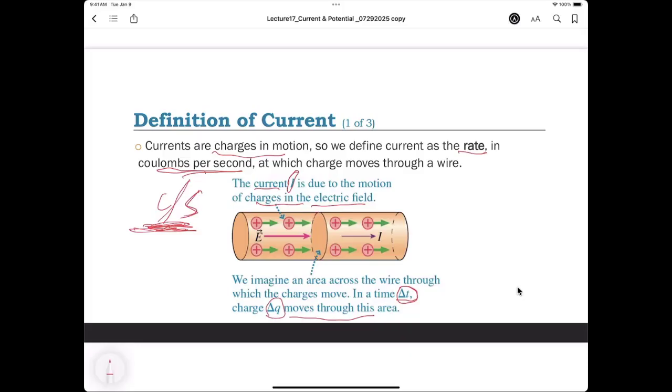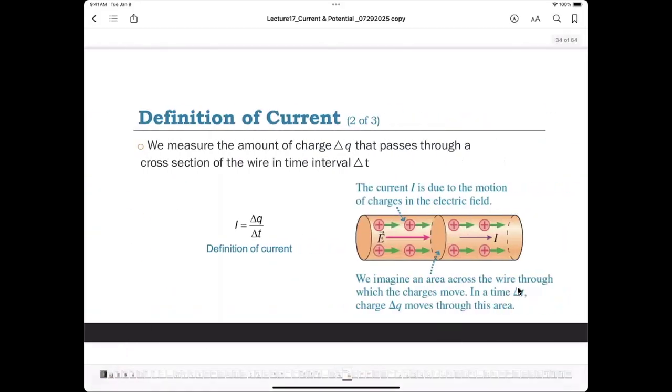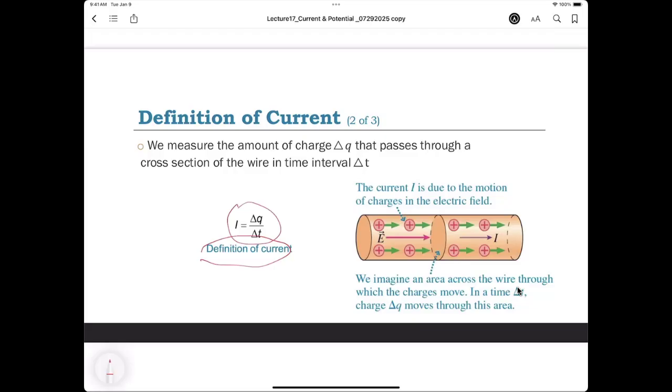Imagine there is an area across the wire, and in the time delta t, charge q moves through this area. We measure the amount of charge delta q that passes through a cross section of wire in time interval delta t. Then the definition of the current uses this equation: the current equals how much charge goes through in a short time.